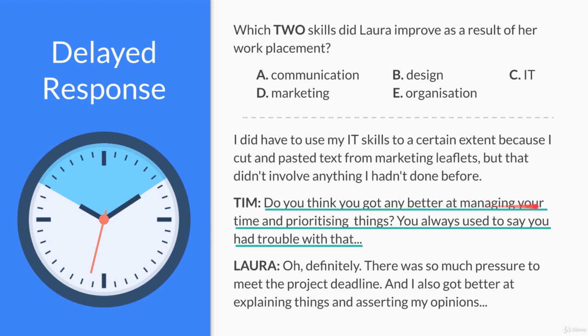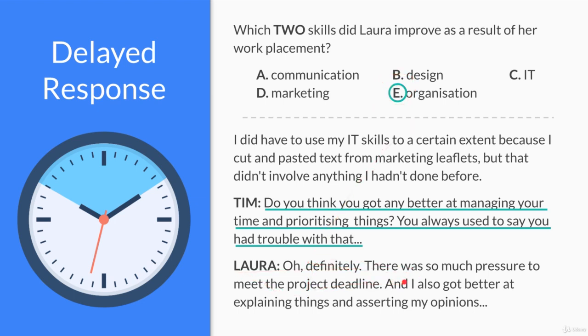When we talk about managing time and prioritizing things, that is synonym language for what? That is synonym language for organization. You have now learned to better organize your time. Organize is a synonym for manage. And prioritizing is also a synonym for organize or manage. So the correct answer here, one of the correct answers, is going to be the letter E.